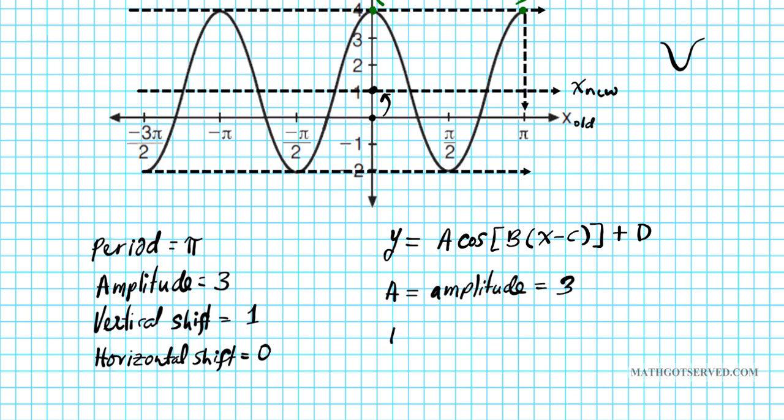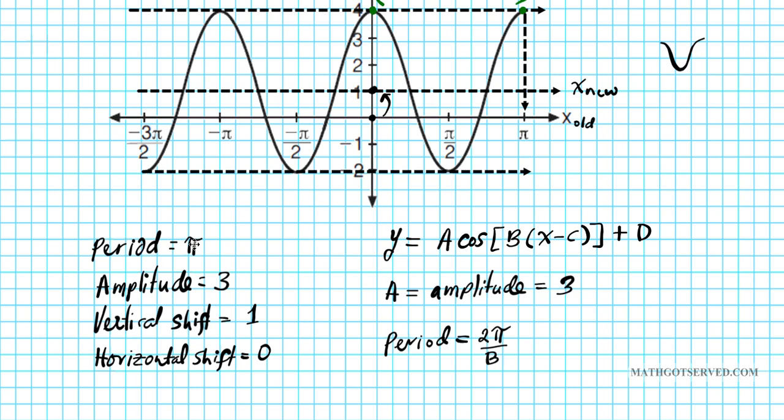How about b? What is b? b is your period. How do you compute the period? Well, I got this backwards. The period is not b. The period is something else. The period is 2 pi over b. Period is 2 pi over b, or b is 2 pi over the period. I don't want to write it like that so you don't get confused. So the period is 2 pi over b.